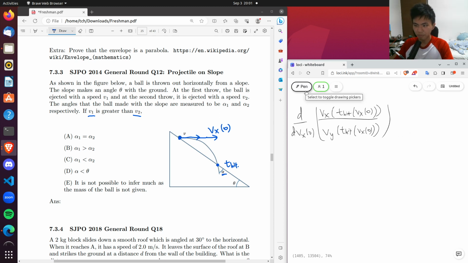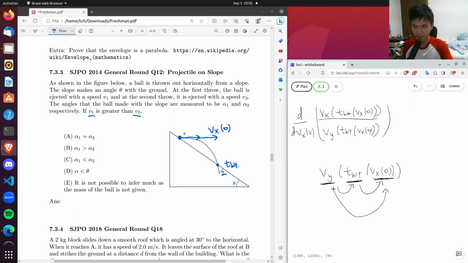And so how are we going to approach this? If we want to find how vy depends on vx naught, it suffices to find out how vy depends on t hit, and how t hit depends on vx naught. And if we know how both of these dependences work, we can compose them to find how varying vx naught affects vy through t hit. If I want to be really mathematically rigorous, this is just the chain rule.